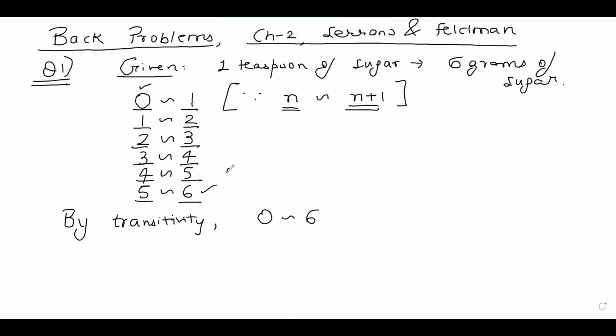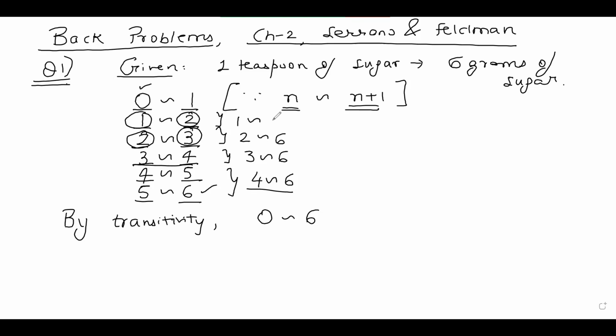These tell us that the consumer is indifferent between 4 and 6. This tells us that if the consumer is indifferent between 3 and 4 and 4 and 6, the consumer is indifferent between 3 and 6. If the consumer is indifferent between 2 and 3 and 3 and 6, the consumer is indifferent between 2 and 6 also. If the consumer is indifferent between 1 and 2 and 2 and 6, the consumer is indifferent between 1 and 6 also. And if the consumer is indifferent between 0 and 1 and 1 and 6, the consumer is indifferent between 0 and 6 also. By transitivity, the consumer should be indifferent between 0 and 6.